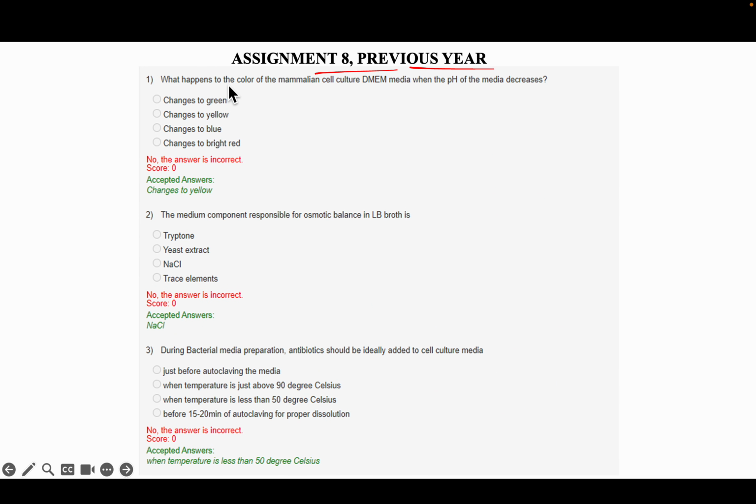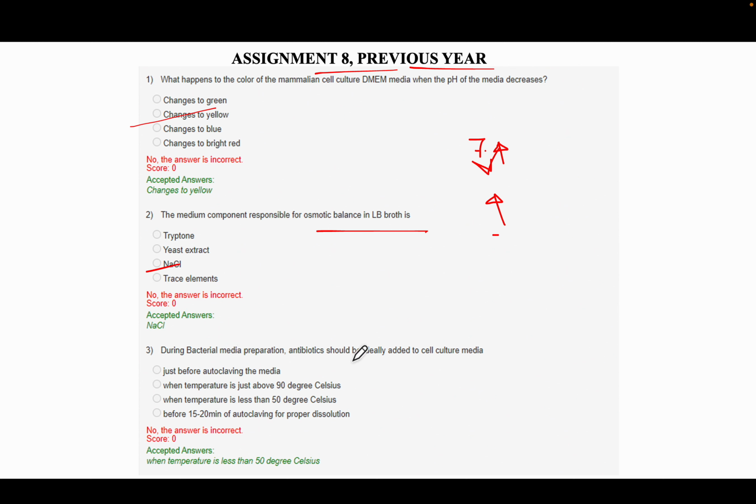So the first question is, what happens to the color of mammalian cell culture DMEM media when pH of the media decreases? The cell culture media pH should be around 7.4. So if pH decreases from 7.4 to, let's say, 4, what will happen? There will be acidity, so the color of phenol red will change towards yellow. The medium component responsible for osmotic balance is NaCl, right?